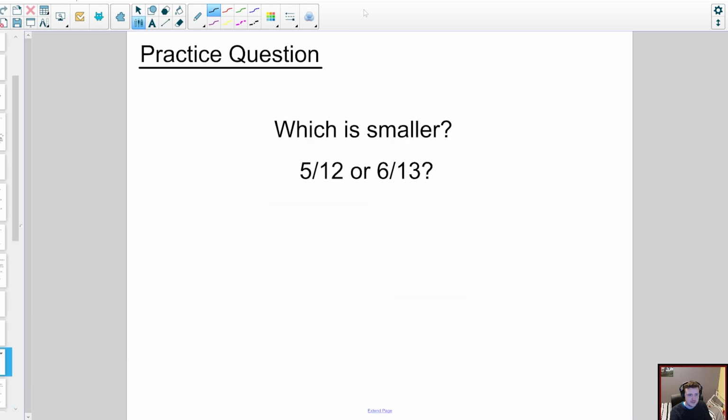So as another practice question, here we go. Which is smaller, 5 out of 12 or 6 out of 13? Have a go. Try and use the method we've just explained. If you're unsure, go back, have a look at the method again, then try and answer the question. I'll be back in just a second to go through it with you.